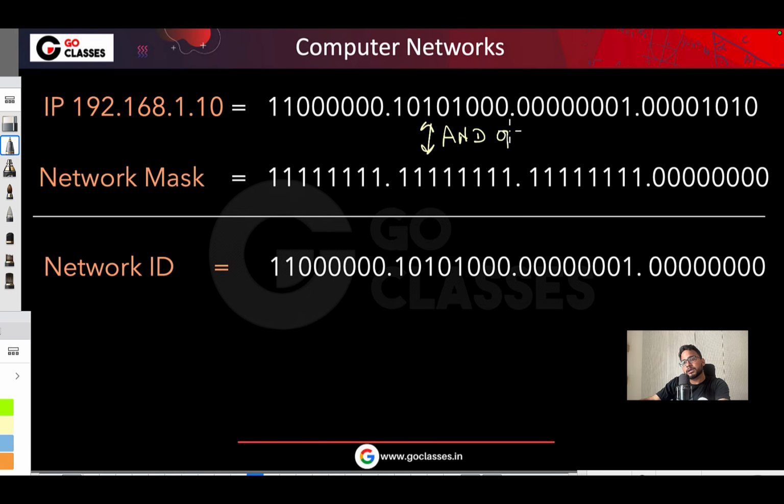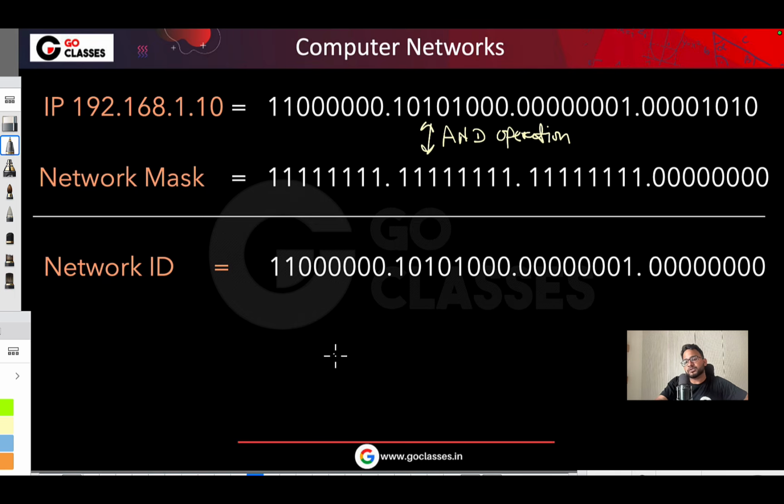AND operation. You don't have to do the AND operation yourself. I'm just telling you. Maybe it is not much useful, but still you should know how a router performs this calculation. The router has the IP address. The router represents the network mask as ones followed by zeros, and does the AND operation to get the network ID.